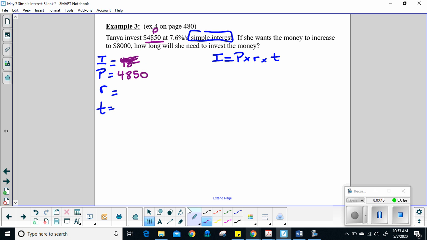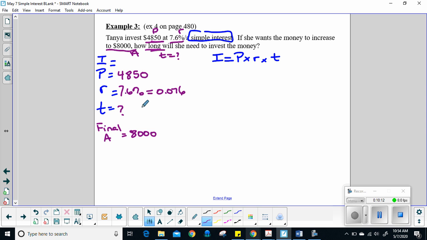Good. And she's investing it at 7.6%. So there's my R. 7.6%. Divide that by 100. 0.076. There's my R. She wants the money to increase to 8,000. So that's going to be my final amount. It's going to be my $8,000. How long means we're looking for time will she need to invest the money? So in order to calculate this, I need numbers for everything except for the letter I'm looking for, which means I still need a letter for I.